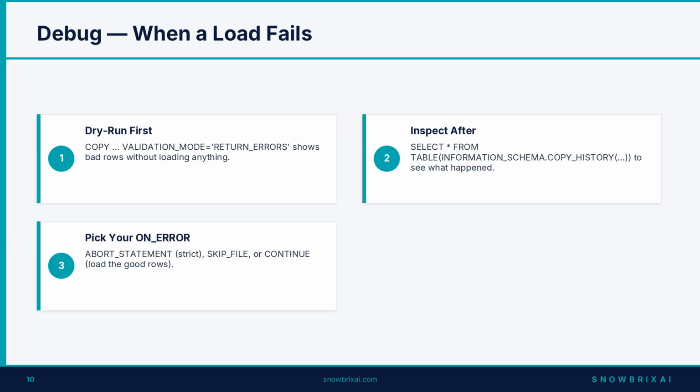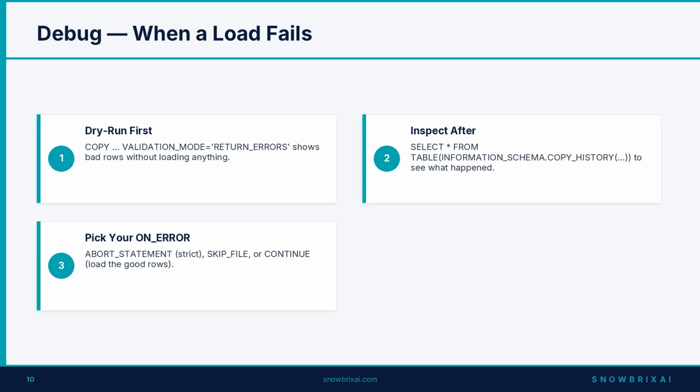So what happens when a load actually fails? Let me give you the debugging playbook. First, dry run it. Add validation mode, return errors to your copy, and Snowflake shows you the bad rows without loading anything. You see the problem before you commit. After a real load, you inspect copy history from the information schema, which tells you exactly what happened, file by file.